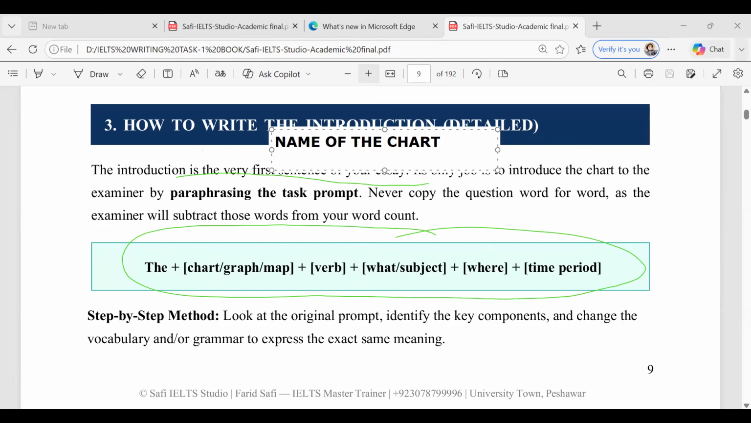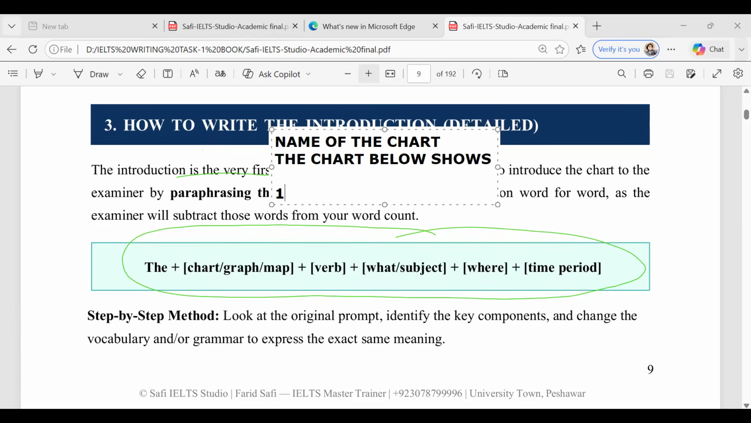IELTS usually doesn't provide you with the name of the graph, clear? They would say the graph shows or the chart below shows. They don't mention the name of the graph. So the first thing you need to do here is to name the chart.